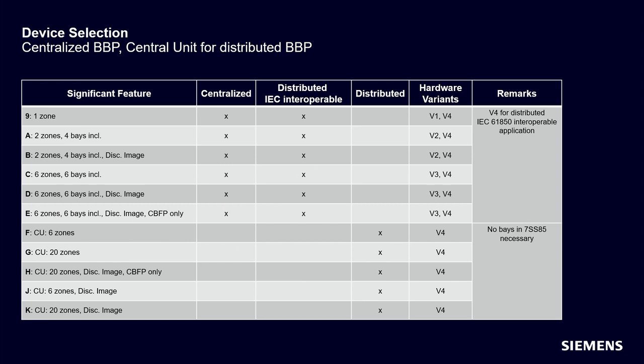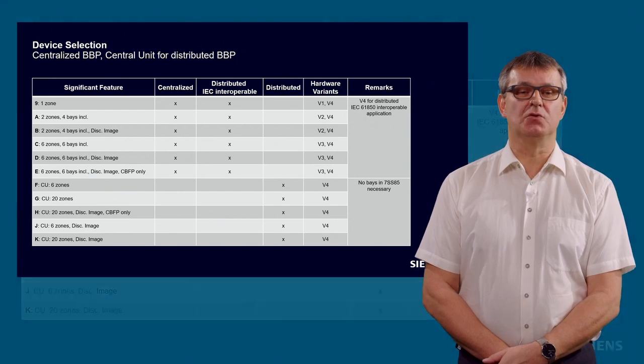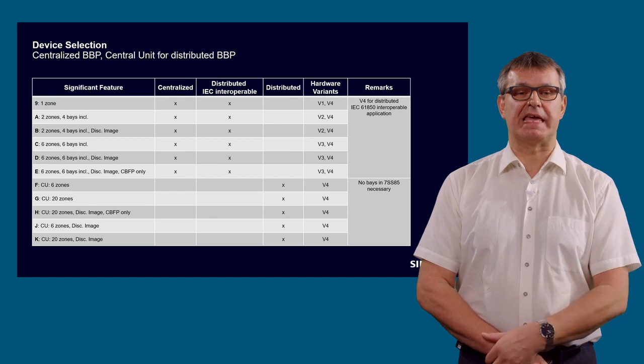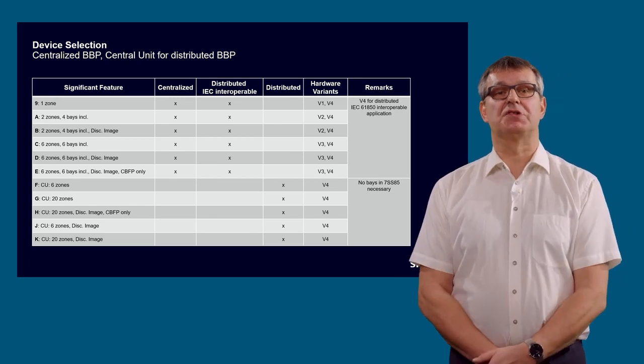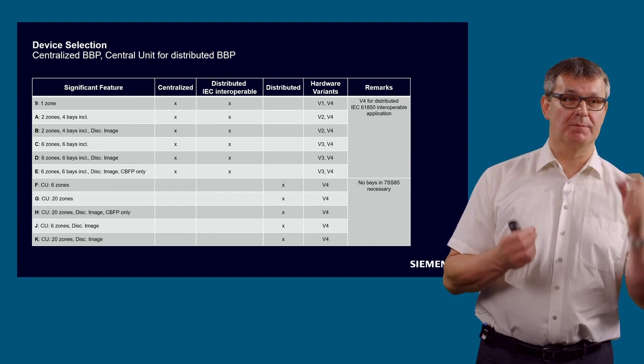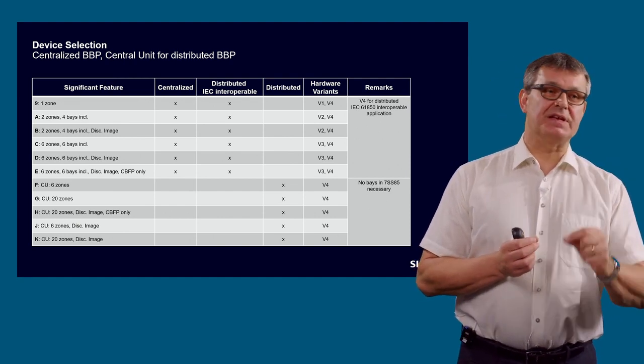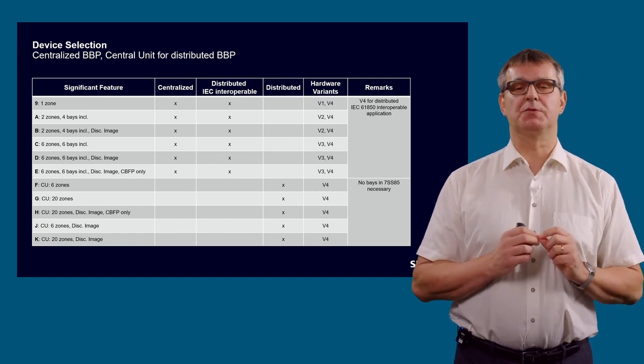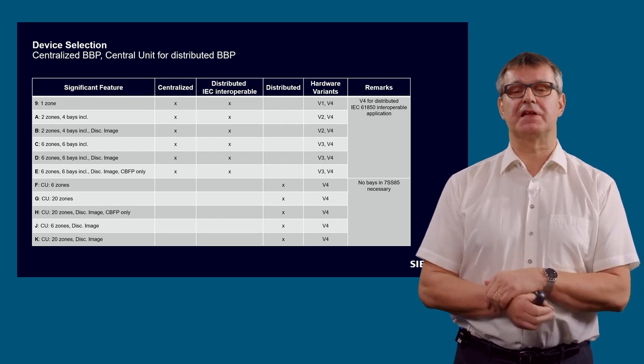That's the same what I have explained with the significant feature E for the centralized busbar protection. And you have the significant feature for the 7SS85CU with a disconnector image, the J with 6 zones, and the K, the biggest one, with 20 zones and disconnector image. And very important, with the 7SS85CU solution, it is always a distributed approach. It's no way to use it as a centralized busbar protection. There are no bays necessary and therefore also no bays included.